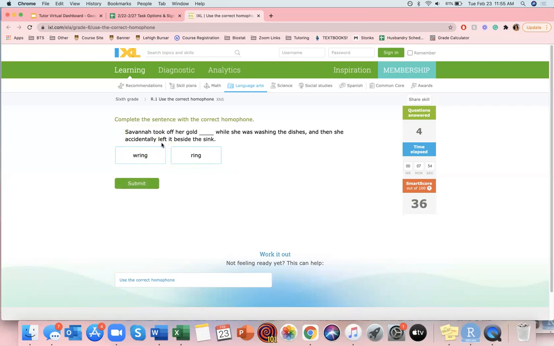Okay, so Savannah took off her gold blank while she was washing the dishes, and then she accidentally left it behind the sink. Okay, so what is Savannah talking about here? Is it her ring or her wring? So I'm sure most of you guys know this. It would be her ring because a ring goes on your finger.